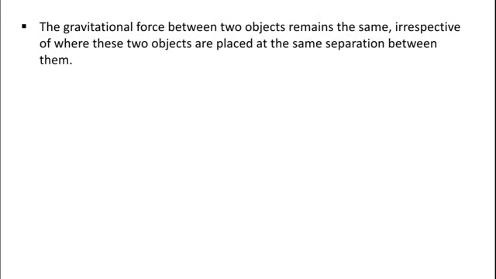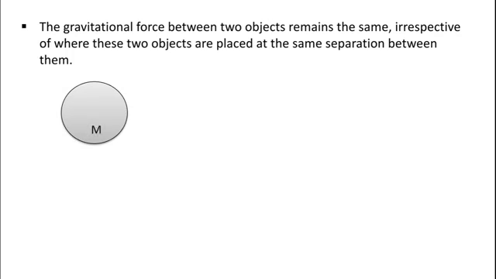Based on this result, we can say that the gravitational force between two objects remains the same, irrespective of where these two same objects are placed. Means either they are placed on the surface of Earth or on the surface of Moon or anywhere else in the universe, keeping the same separation between them. Then the gravitational force between them will remain the same. Let us understand it. How? Suppose there is an object of mass capital M.